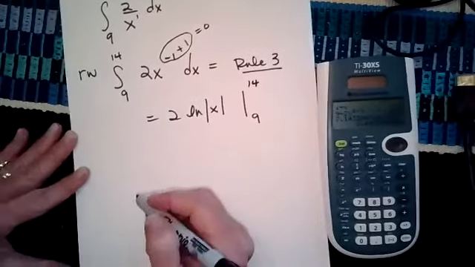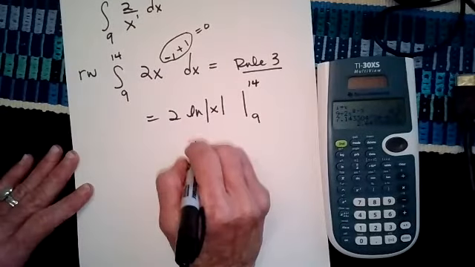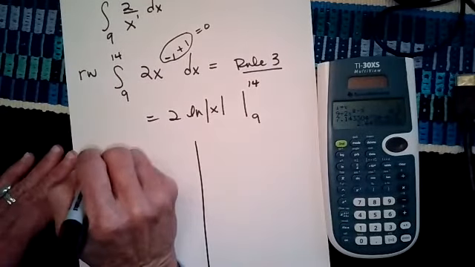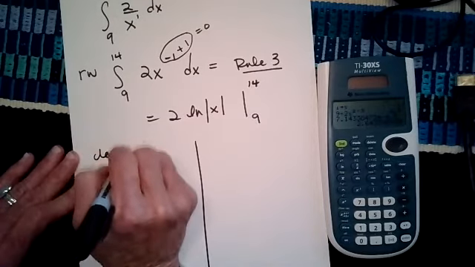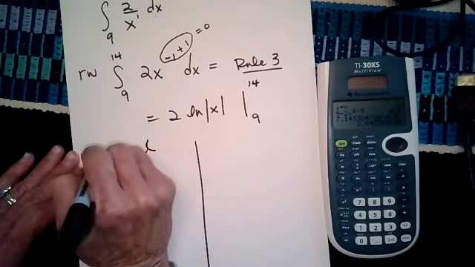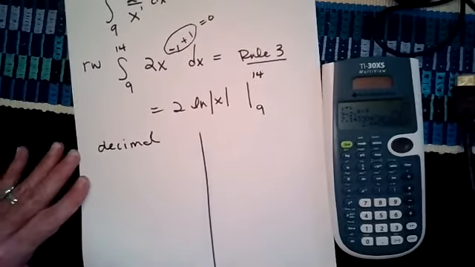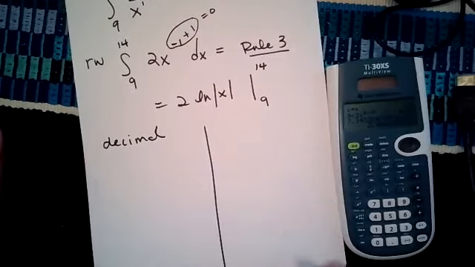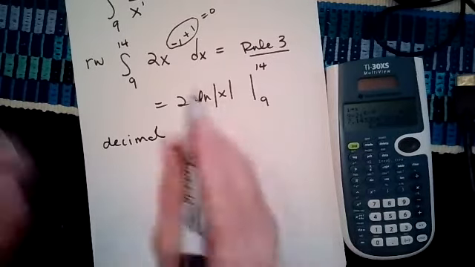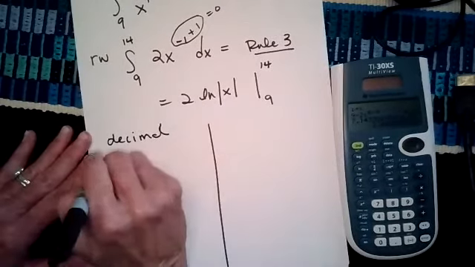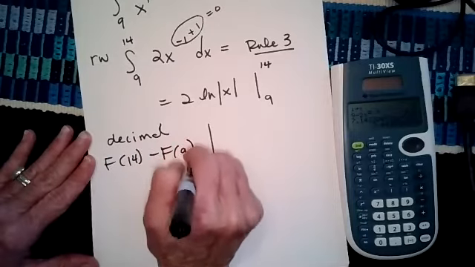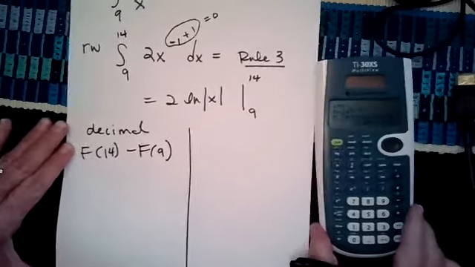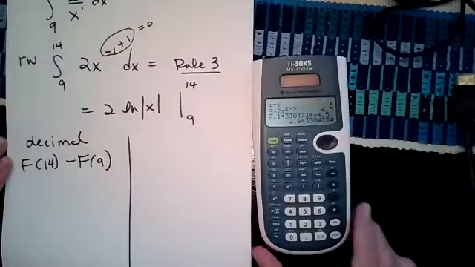So I'm going to do f of 14. I'm going to do this in 2 different ways. I'm going to do this using the rounding. I'm going to make a decimal and show you the exact, because I think if they give you the answer, they give you the exact. I just want to show you how they get that. You can totally use the decimal. So f of 14 minus f of 9. So I'm going to do my 14, store for x, and enter.